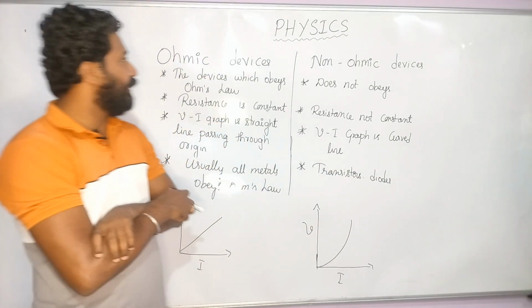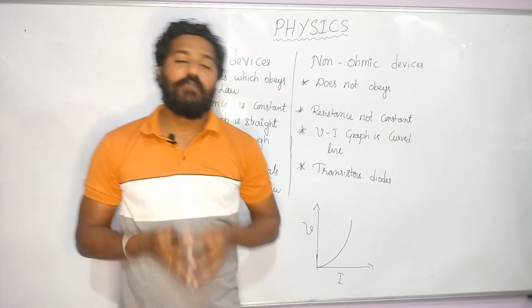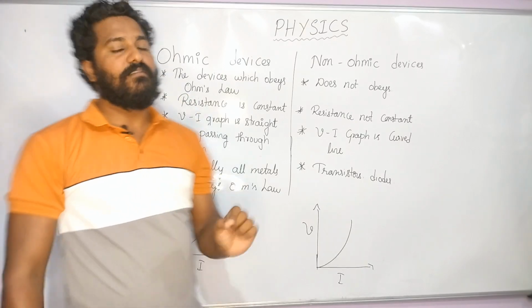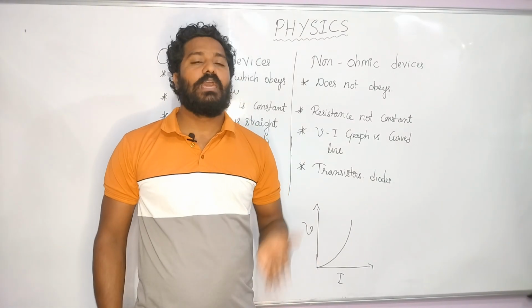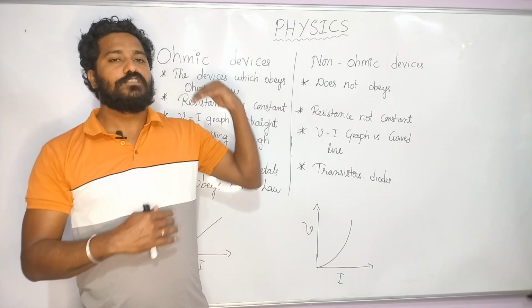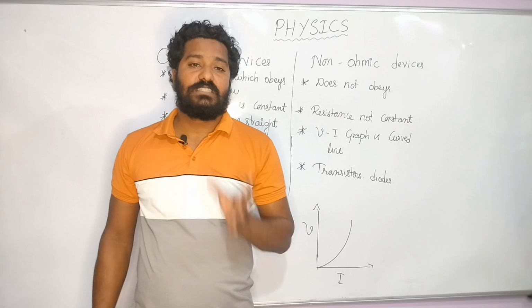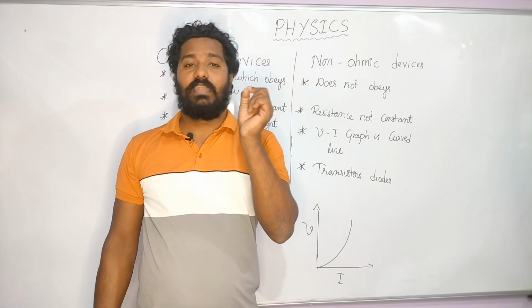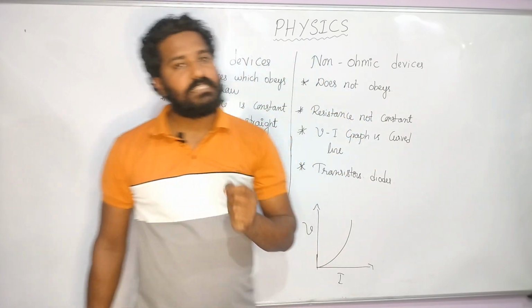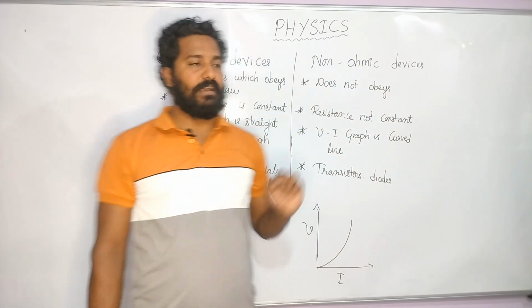Next we have the differences between ohmic devices and non-ohmic devices. What are they? Ohmic devices are the devices which obey Ohm's law, where V by I is always a constant whichever value you take. If V by I is always constant, we call such devices ohmic devices. The devices which do not obey Ohm's law are called non-ohmic devices.